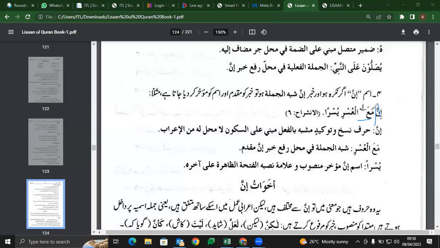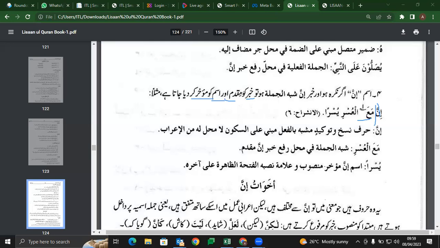But in this case, you don't have that. In this case, you have a single word that is inna, and right after inna, you have shibhu jumla. So the shibhu jumla becomes its khabar. Only in this case, you're allowed to make the khabar muqaddam and the ism muakhar.